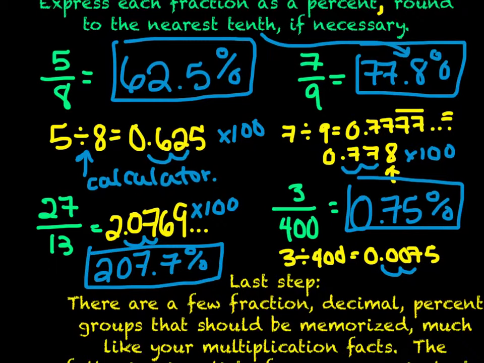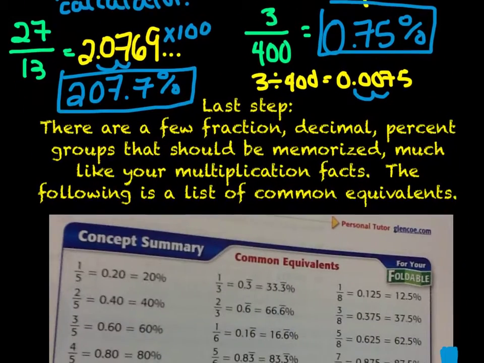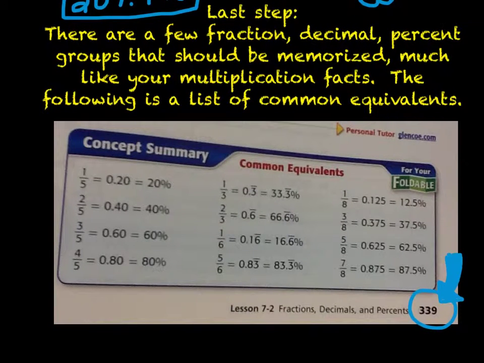So now we've done fractions into percents, we've done decimals into percents, and fractions into decimals. We've done kind of all of it. The last little step, and I want you to pay attention to this, I'm only going to say it once. There are a few fraction, decimal, and percent groups that should always be memorized, a lot like you memorize your multiplication facts. If you do 7 times 7, you get 49. And you know that after a while, it's just second nature. You need to also be able to do that same sort of thing with percents. I want you to always remember that 1/5 equals 0.2, so that's 2/10, which equals 20%. So these are just common equivalents that you need to know.